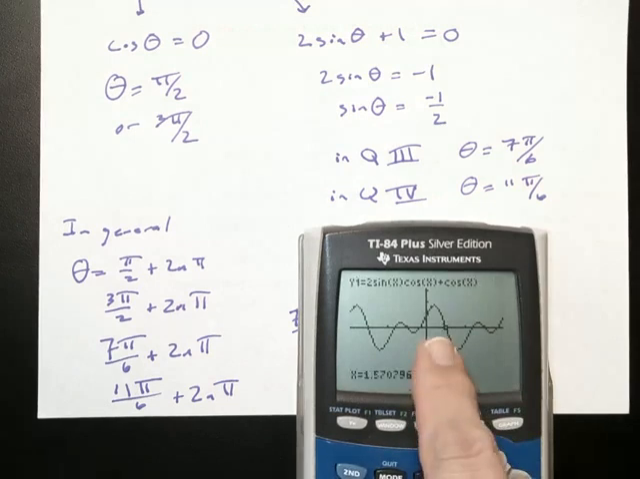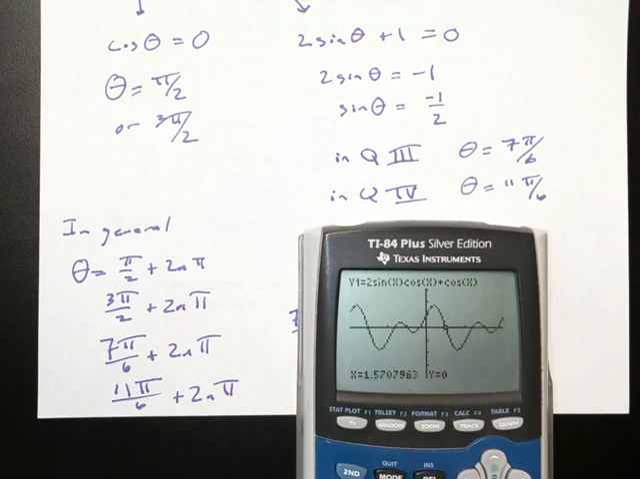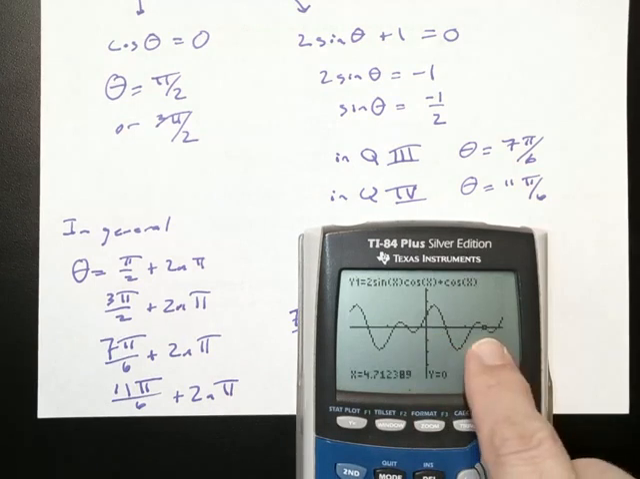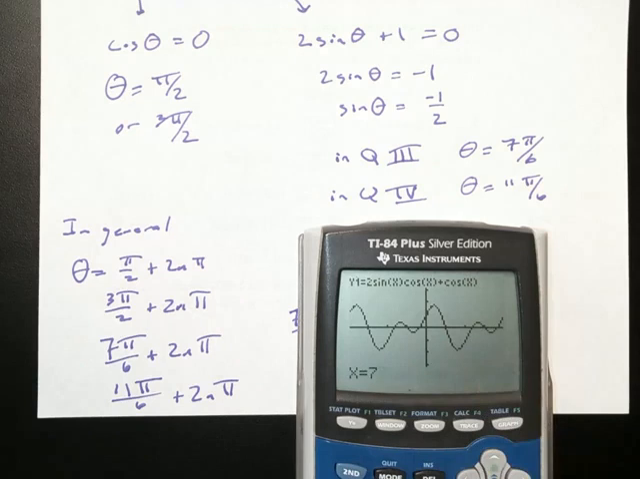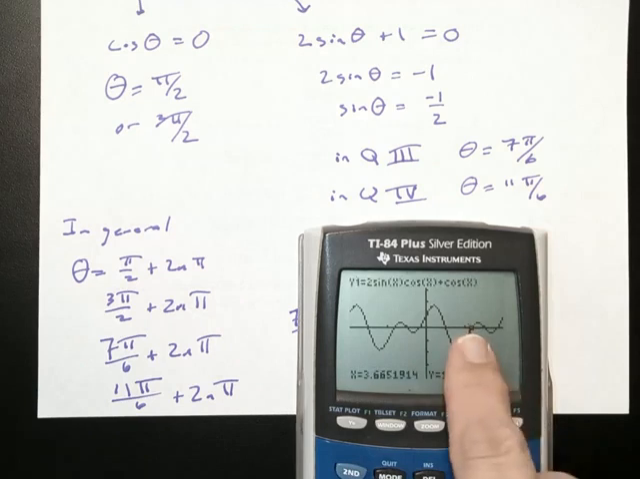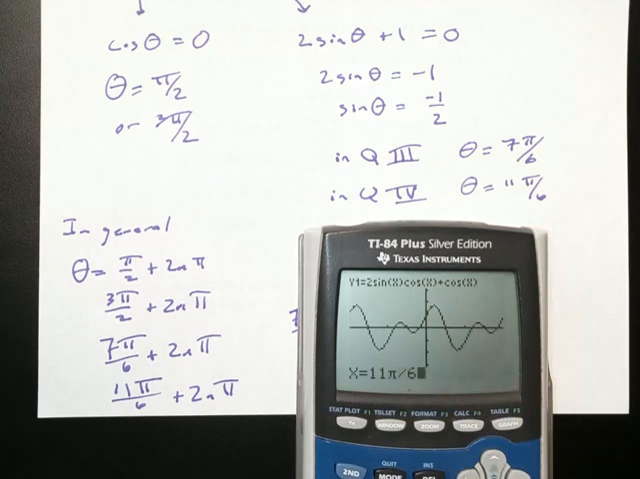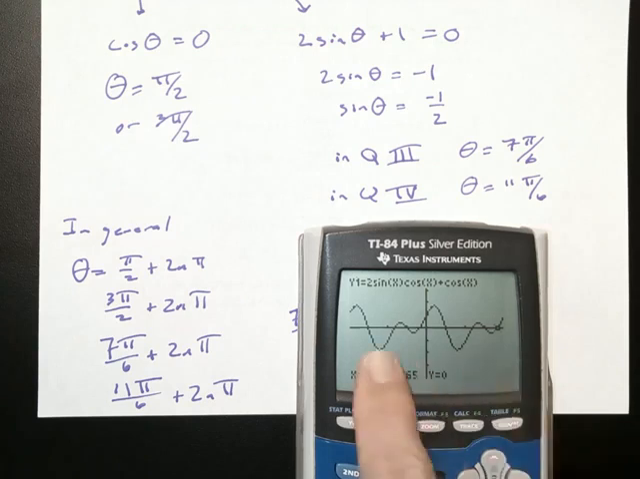Pi over 2. Yep. 3 pi over 2. 7 pi over 6, 11 pi over 6. And all of that is with n equal to 0. This is where n is equal to -1.